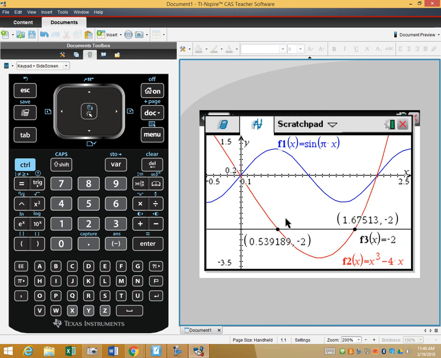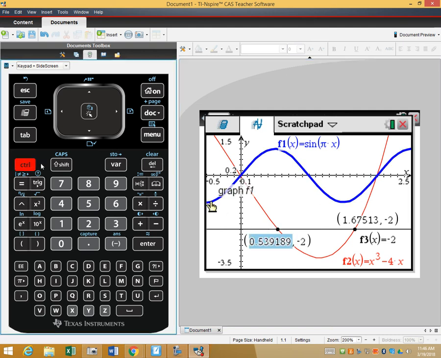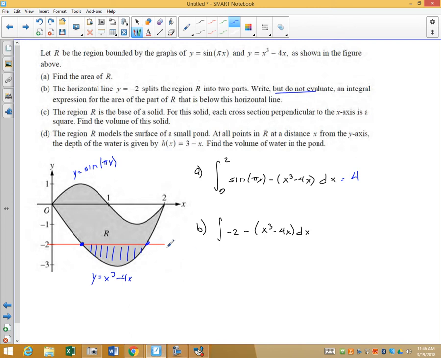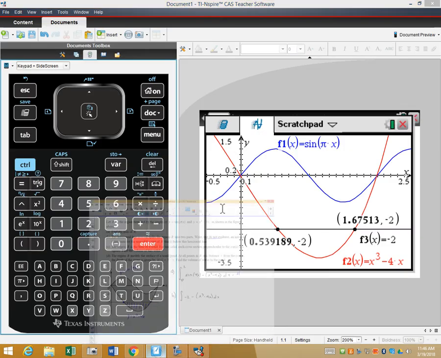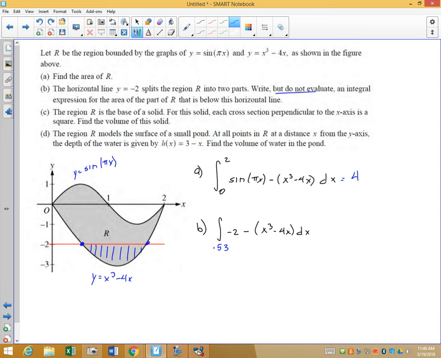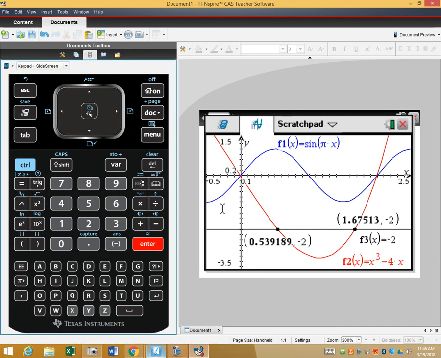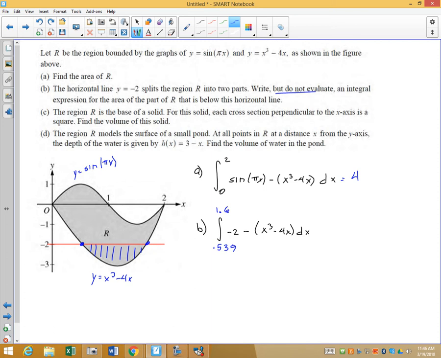Guess what I'm going to do with those? I'm going to store them. Now, I probably don't need to, but it only takes a second. So I'm going to click Control Store. Why do you think I don't need to bother storing them? What were the directions on this question? It said write, but do not evaluate. So we don't have to worry about preserving accuracy in the answer because we're not going to get the answer. Well, actually, we are. The answer is just a setup. So the intersections, now I forgot. 0.539. And the upper limit is 1.675. And we're done. Yes? So that wasn't bad.